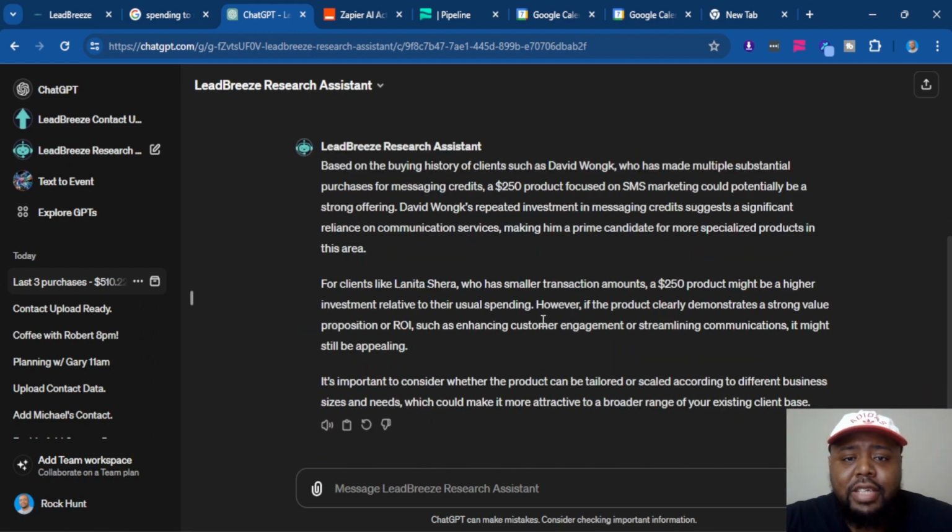So again, it says based on the history, David has made a substantial amount of purchases for messaging credits. A $250 product focused on SMS marketing could potentially be a strong offer. However, the second client, which made only a $10 transaction, the $250 might be a little higher investment relative to her usual spending. So again, nuance.